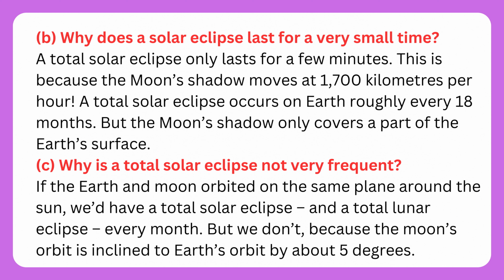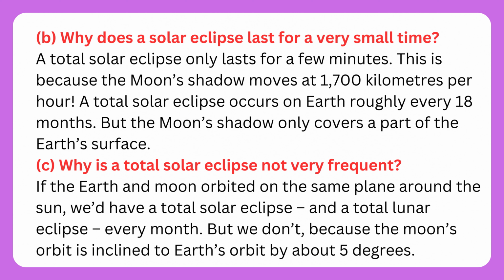B. Why does a solar eclipse last for a very small time? A total solar eclipse only lasts for a few minutes. This is because the moon's shadow moves at 1,700 km per hour. A total solar eclipse occurs on Earth roughly every 18 months. But the moon's shadow only covers a part of the Earth's surface.